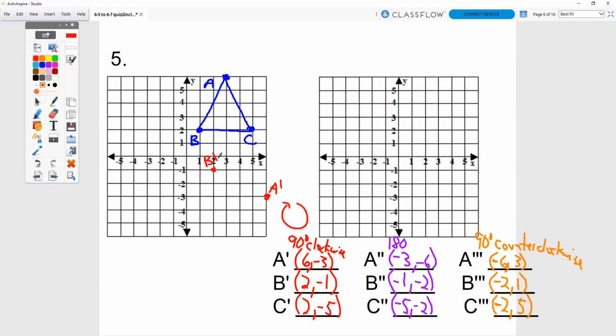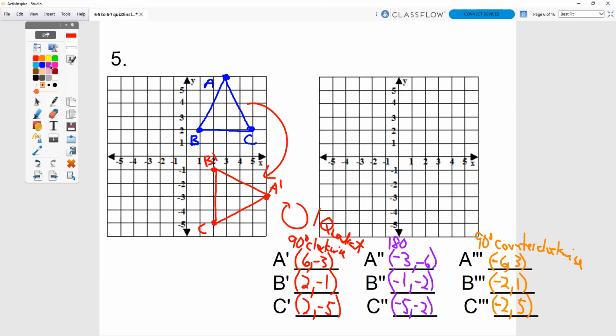And to -5, that's C prime. Connect the dots. And notice that our picture turned 1 quadrant and it's going around like the hands of a clock. So it's going clockwise. Anytime it's a 90-degree rotation, this is 1 quadrant that you're turning it.